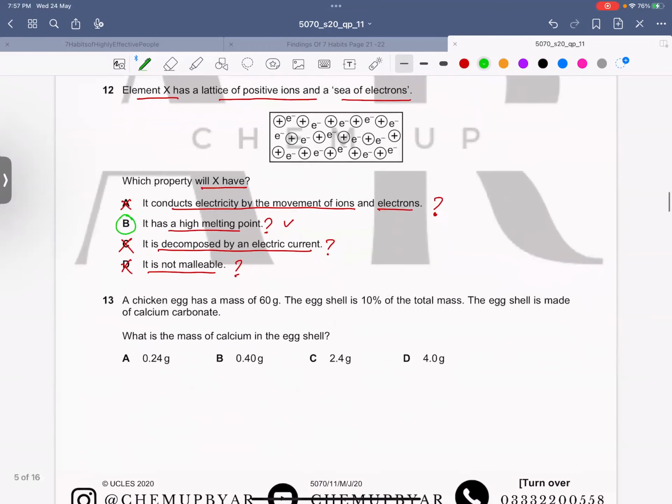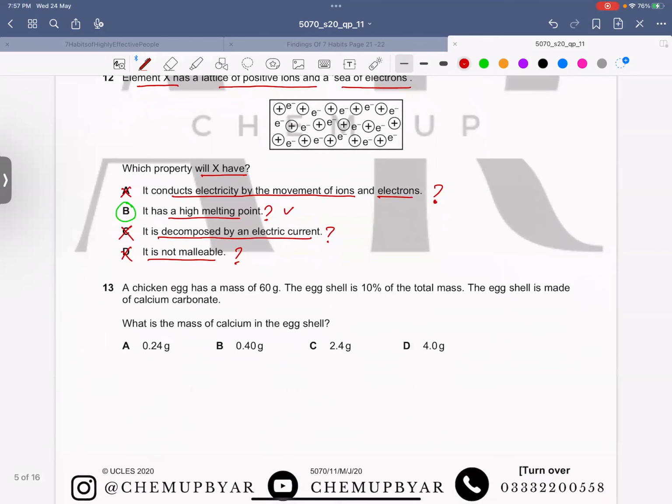Now question number 13. A chicken egg has a mass of 60 grams. The eggshell is 10% of the total mass. The eggshell is made from calcium carbonate. What is the mass of calcium in the eggshell?